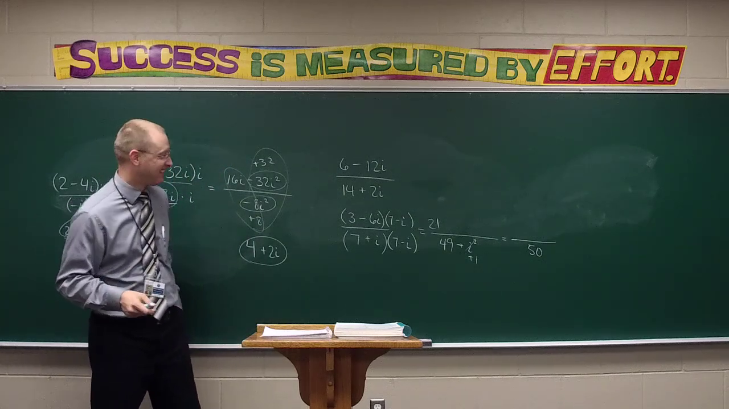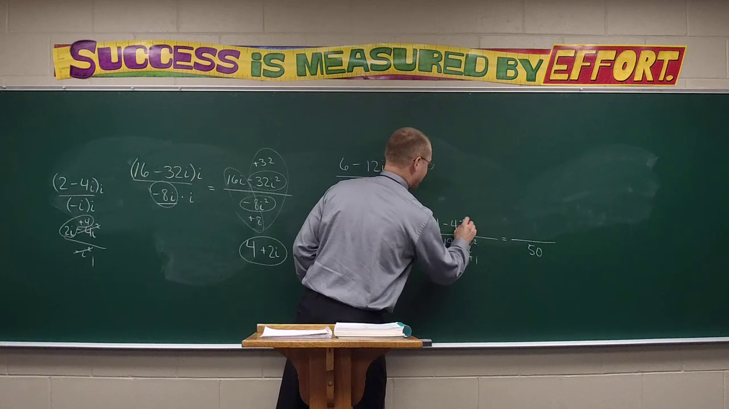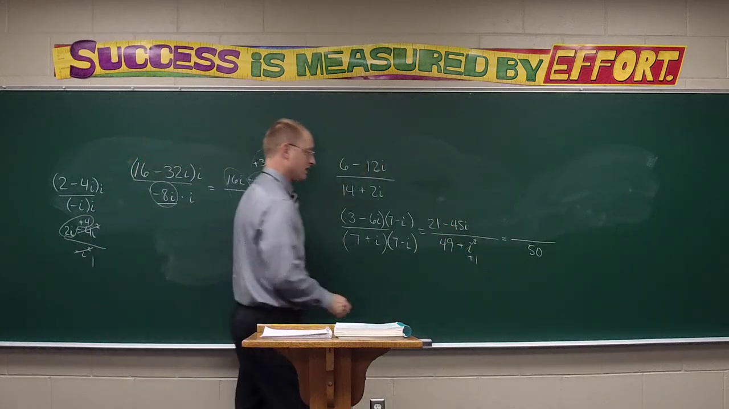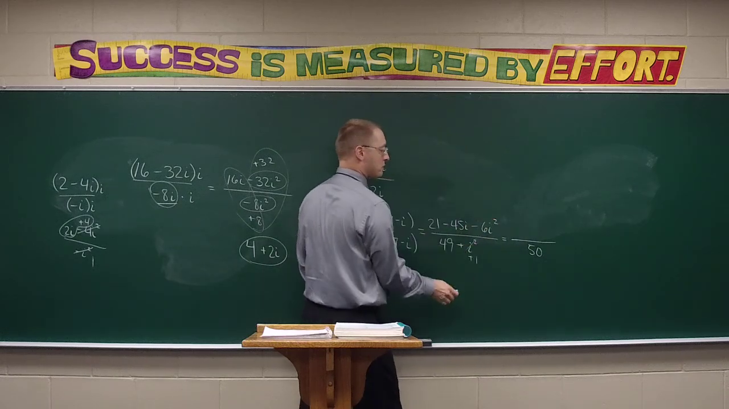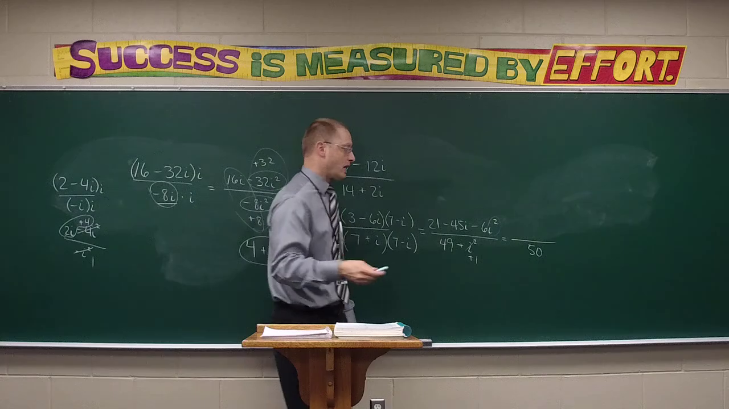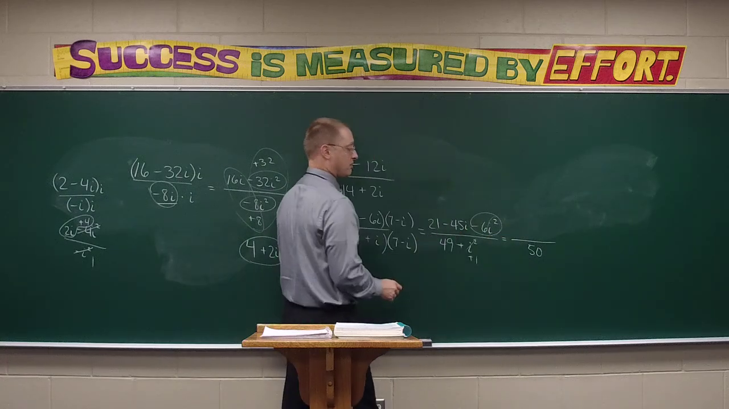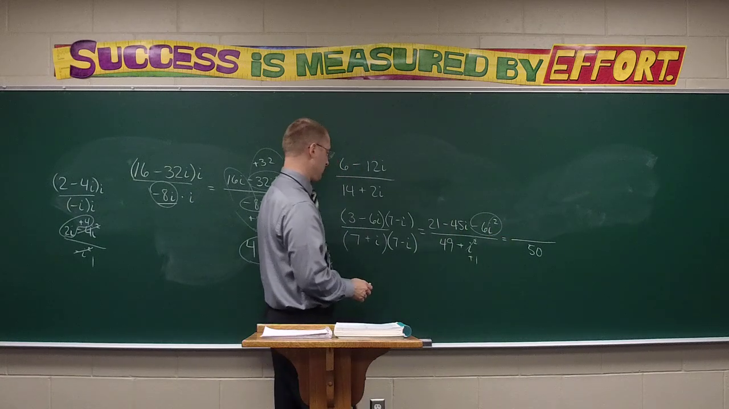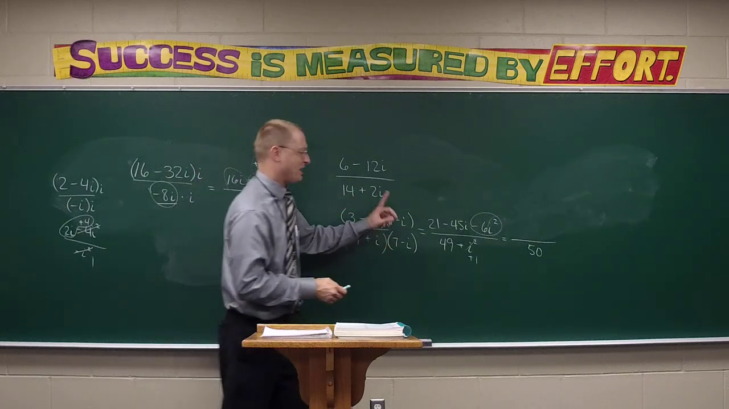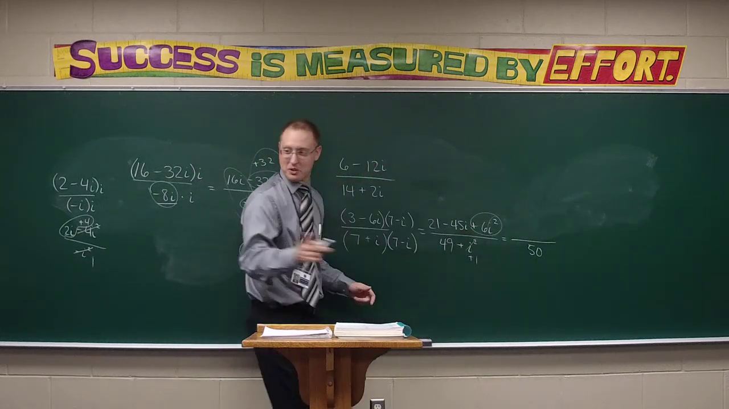What? Negative 45i. There we go, negative 45i. And then the last, negative 6i squared. Of course, we know that the i squared, again, class, is going to become negative 1. So negative 6i squared is going to become positive. Oh, careful. Yeah, okay, thank you. Negative times negative, yeah, it would be a positive 6i squared. Were you trying to catch that yourself?